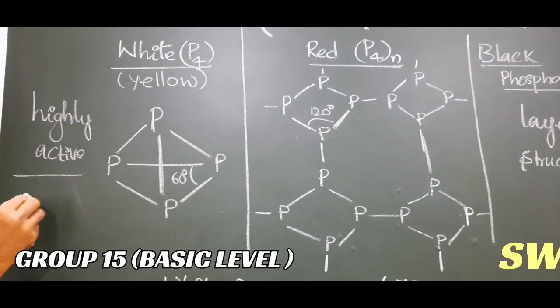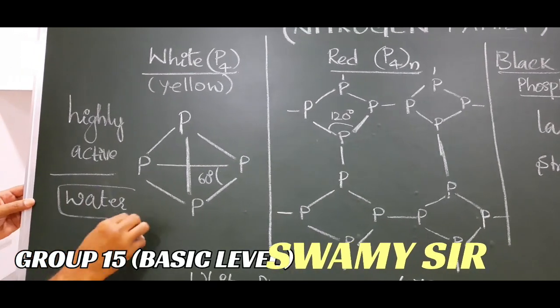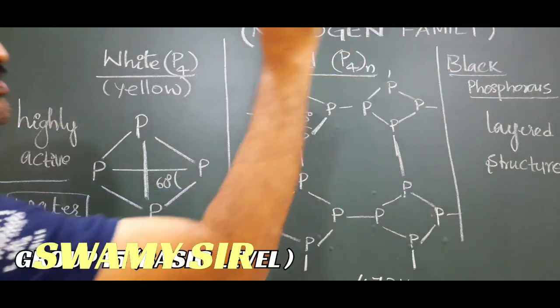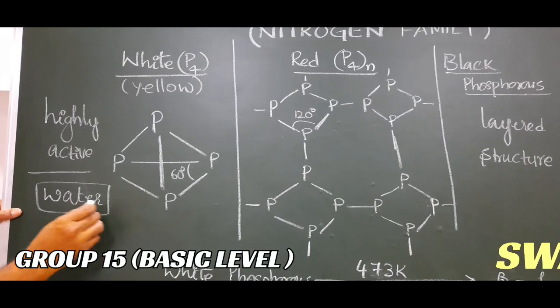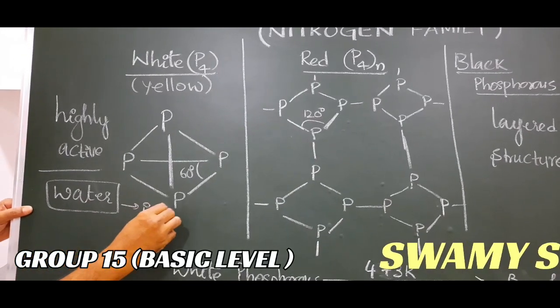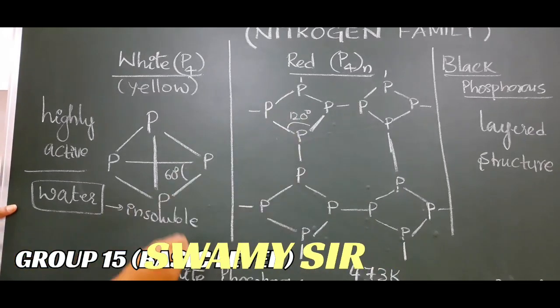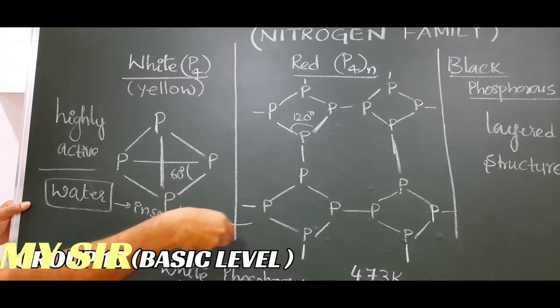White phosphorus is insoluble in water. Not only white phosphorus, all the phosphorus forms are insoluble. This black phosphorus and this red phosphorus, all are insoluble.